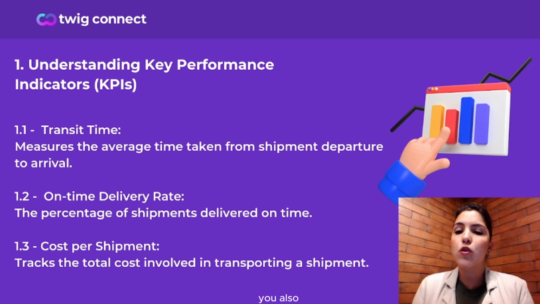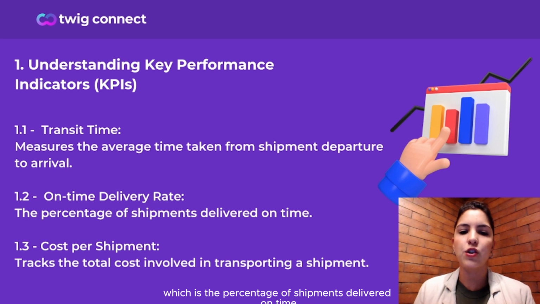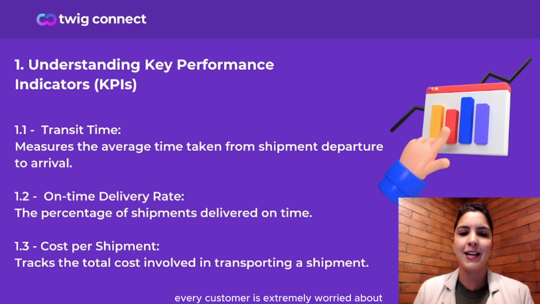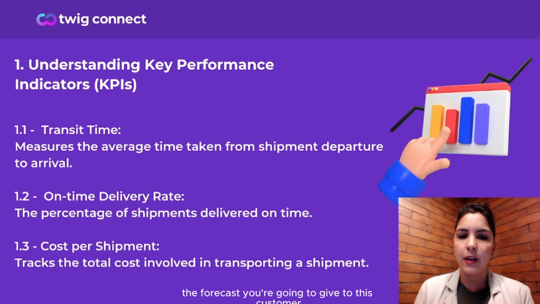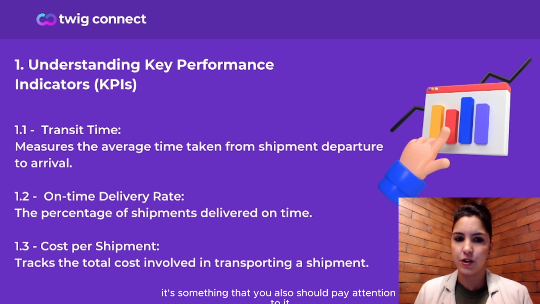You should also look at your on-time delivery rate, which is the percentage of shipments delivered on time. Every customer is extremely worried about the time of arrival of a cargo, and what forecast you're going to give them. If you keep those on-time deliveries, you will for sure get the trust of your customer. So you should also pay attention to it.